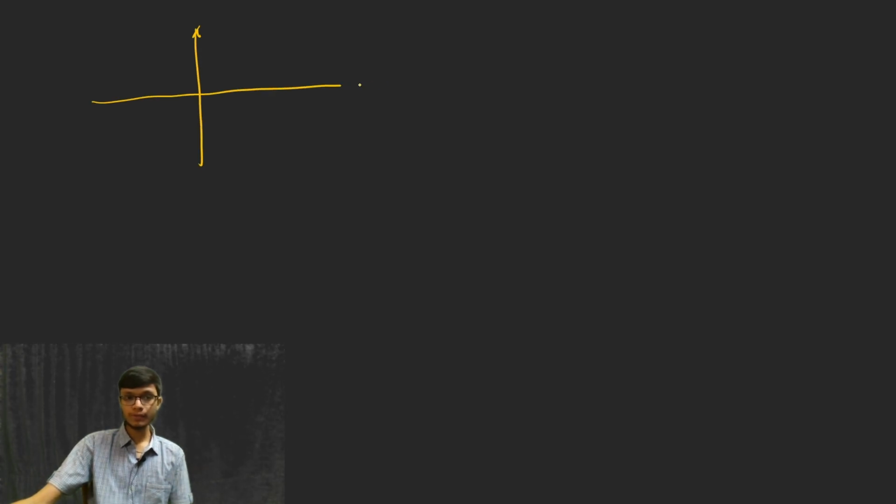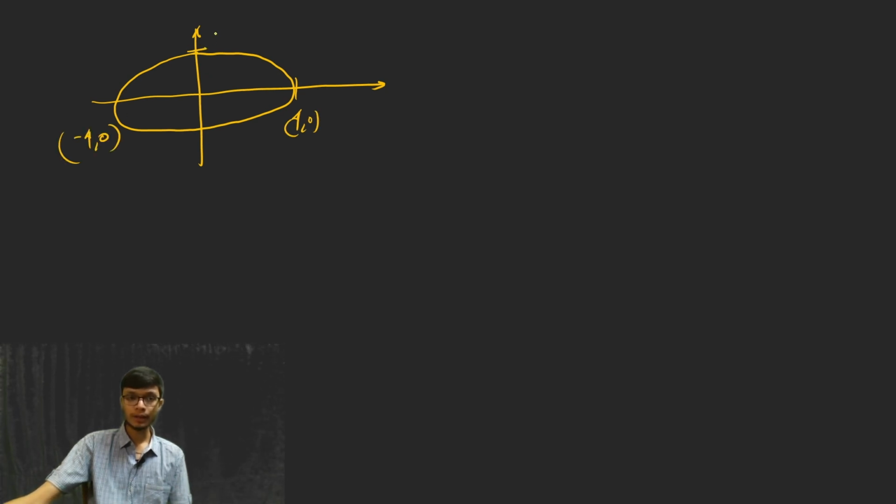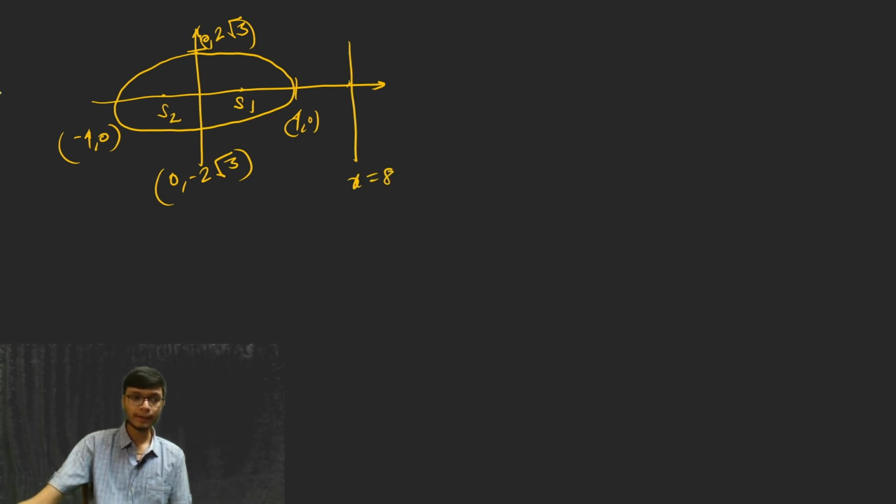Since we have got all the parameters of the ellipse, the vertices over here are 4 comma 0 and minus 4 comma 0, and 0 comma 2 root 3 and 0 comma minus 2 root 3. That's the ellipse, and we have the focus S1 and the other focus S2. We have the directrix over here, that is x is equal to 8, and similarly there will be another directrix, that is x is equal to minus 8. So that's the complete information about the ellipse. So this is the x and y axis.